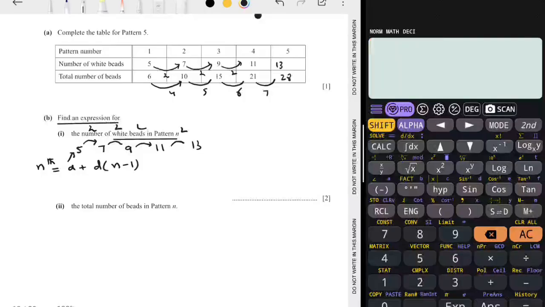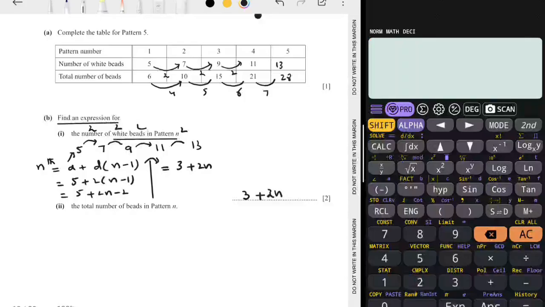So let us substitute values. So in place of a, we are going to write 5 plus 2, bracket opens, and n minus 1. So it will be 5 plus 2n minus 2. Now subtract, 5 minus 2 is 3 plus 2n. So this is the nth term of the sequence.